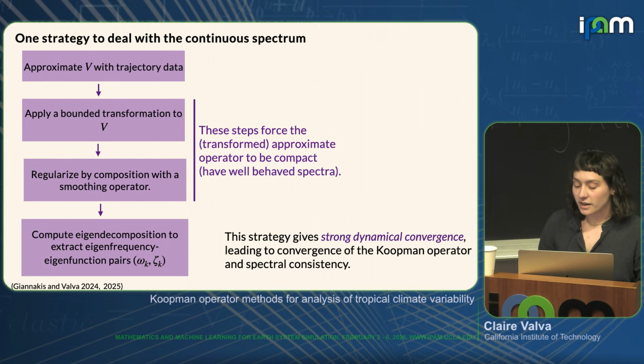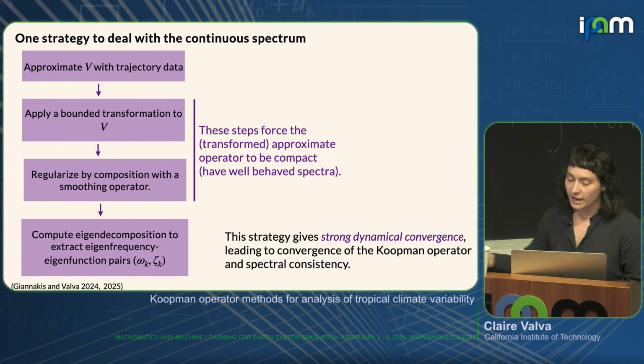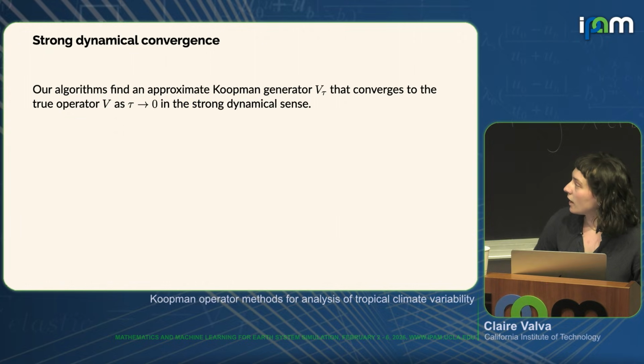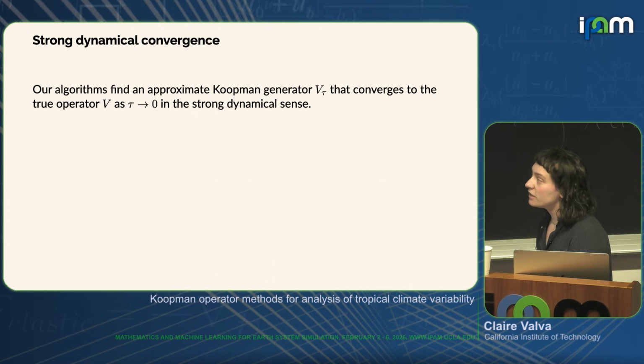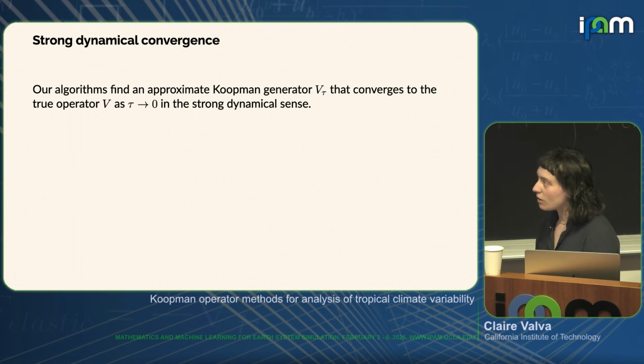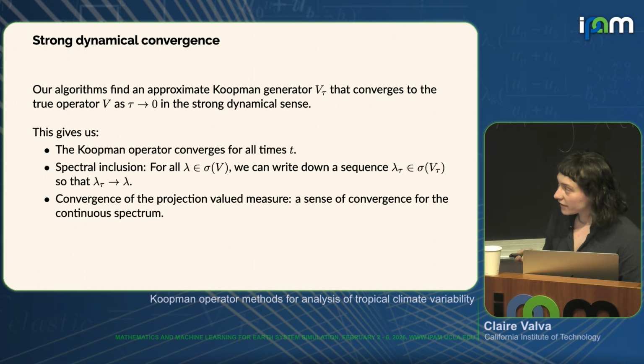This strategy is also going to give us a nice convergence result called strong dynamical convergence. And this gives us Koopman operator convergence and spectral consistency. And slightly more formally, these algorithms are going to find an approximate generator v tau that converges to the true operator as we take tau to 0 in this strong dynamical sense.